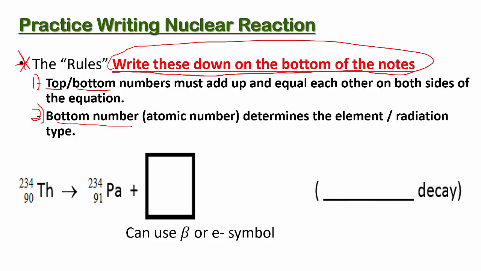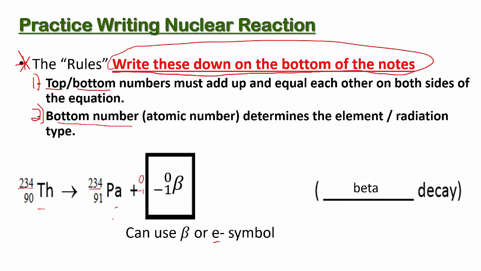So when we look here, our first rule says top and bottom numbers must add up to be equal. If we notice, we've got 234 top number, 234 top number here. So 234 and 234 are equal to each other. So in the end, 0 would be on top. 90, to get to 91, we need -1. So when we look at that, we are going to call that 0 of -1 is our beta decay. So we're going to use that symbol B, or you can use the E- symbol. Either one will work. We're going to call that the beta decay. So to go from these two elements, what we're looking for is that beta decay to occur.